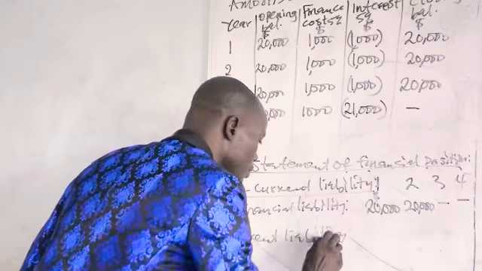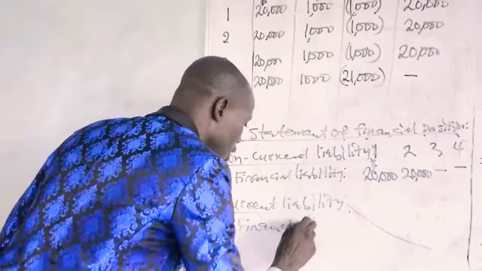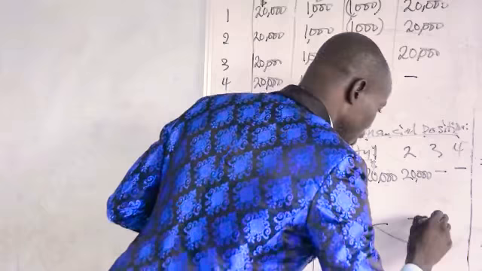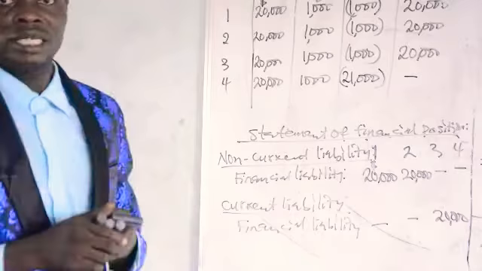We have financial liability. This 20,000 will be available for payment in year three. So then you have 20,000 in year three. In year four, you have nil. That is the amount that will be reported in the statement of financial position.